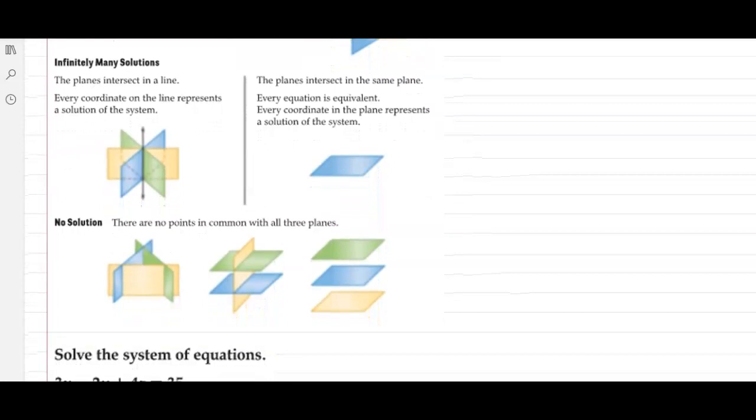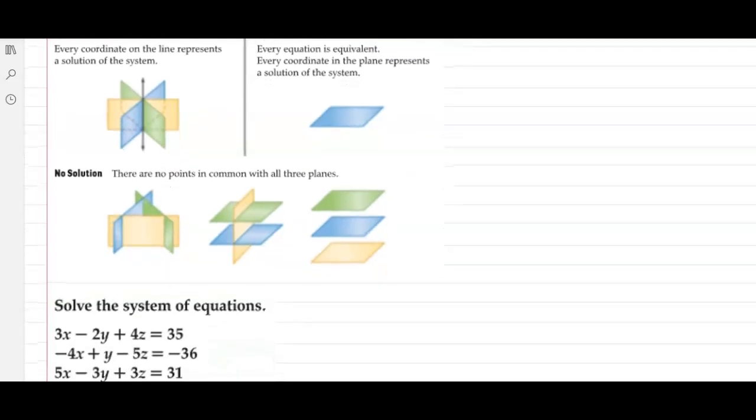Sometimes they will intersect and form a line. That's when we end up with infinitely many solutions. And other times, all three planes don't intersect at the same spot. Sometimes it's because they're parallel planes. Sometimes two of the planes are parallel and they intersect the third plane, but the green and the blue don't intersect. Or maybe this scenario where we have the yellow and the blue intersecting, the yellow and the green intersecting, the green and the blue intersecting, but not all three in one spot.